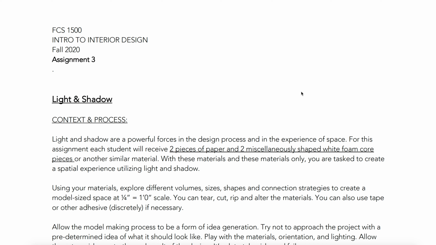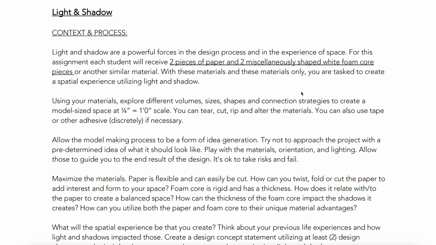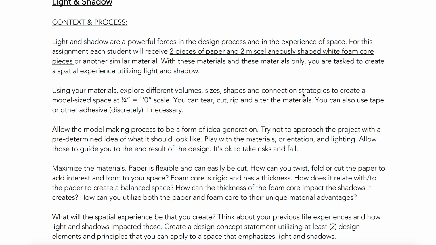For this assignment, each student will receive 2 pieces of paper and 2 miscellaneously shaped white foam core pieces, or another similar material. With these materials and these materials only, you are tasked to create a spatial experience utilizing light and shadow. Using your materials, explore different volumes, sizes, shapes, and connection strategies to create a model-sized space at 1/4 inch = 1 foot scale. You can tear, cut, rip, and alter the materials. You can also use tape or other adhesive discreetly if necessary.